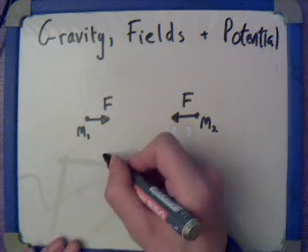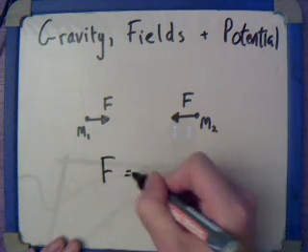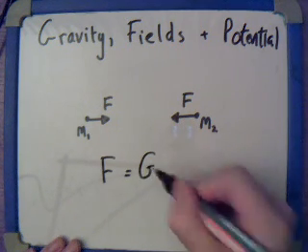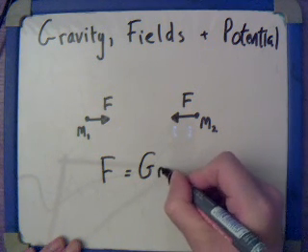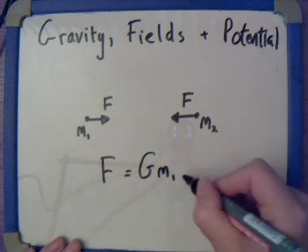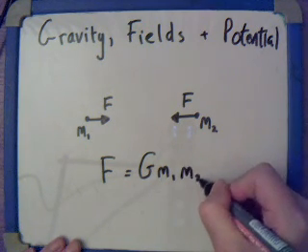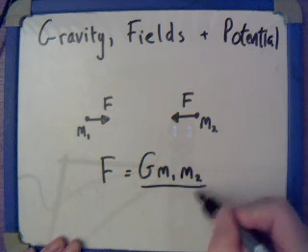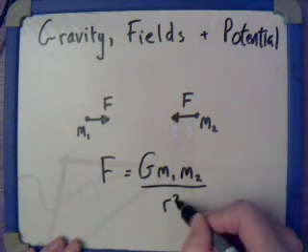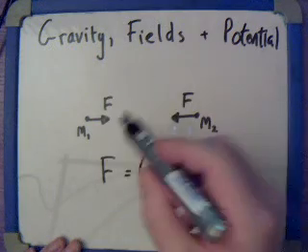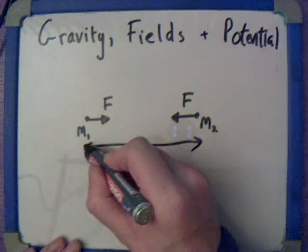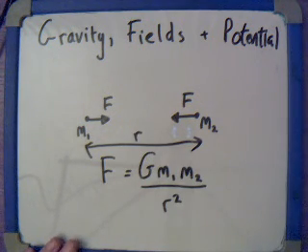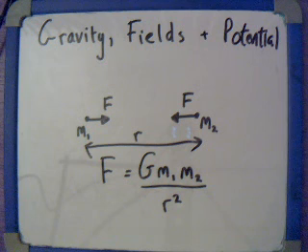So now the force between them is equal to the universal gravitational constant. That's a constant you can look up in your data booklets, multiplied by the mass of one times the mass of the other, divided by r squared, where r is the distance between the 2 point masses, and that gives you the force. Okay, so that's for point masses.